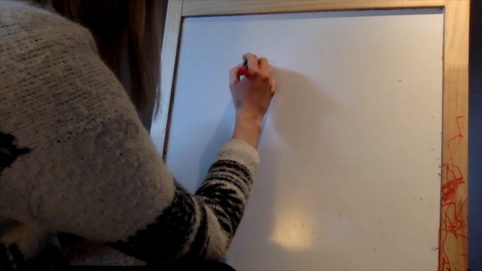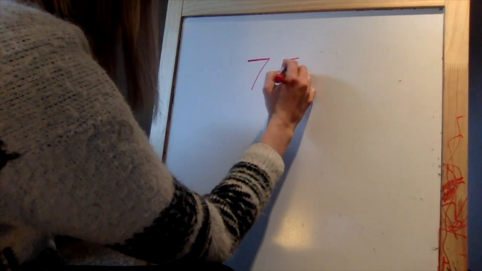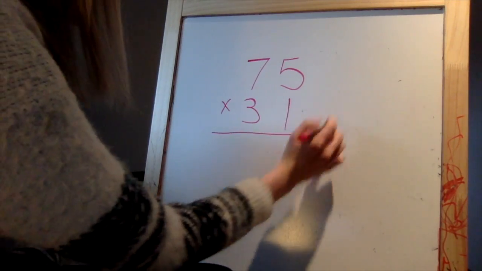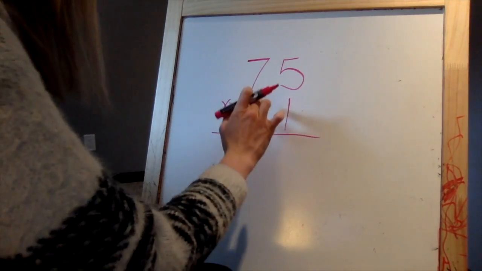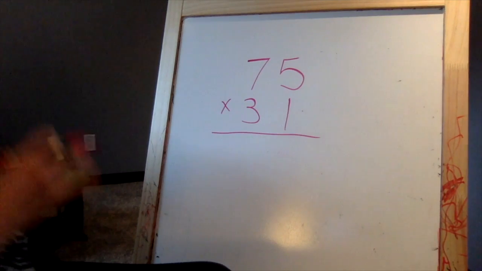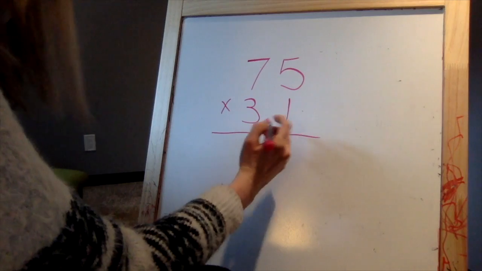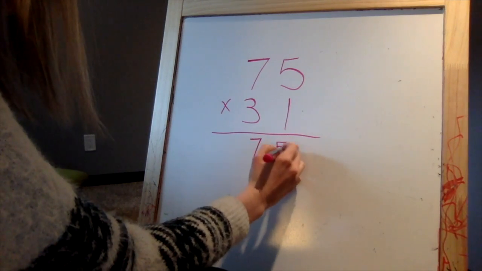75 times 31. So remember, we're thinking of this as 1 times 75 and 30 times 75, and then we're adding the 2 together. So let's do 1 times 75. Now, 1 times 75, guys, it's 75.